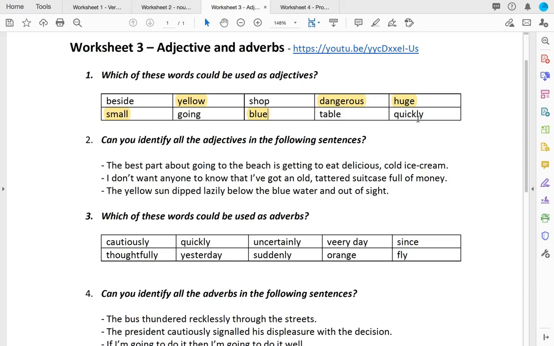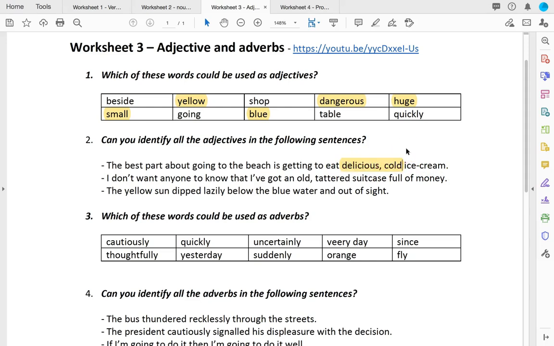Question 2. Can you identify all the adjectives in the following sentences? The best part about going to the beach is getting to eat delicious cold ice cream. Well, what we're going to do here is we're going to pick out the nouns, because we know that an adjective has to describe a noun, and there are 2 nouns there. Beach and ice cream. There are no words describing the beach, and so we have to look at the words describing the ice cream. Delicious and cold. Both of these are adjectives.